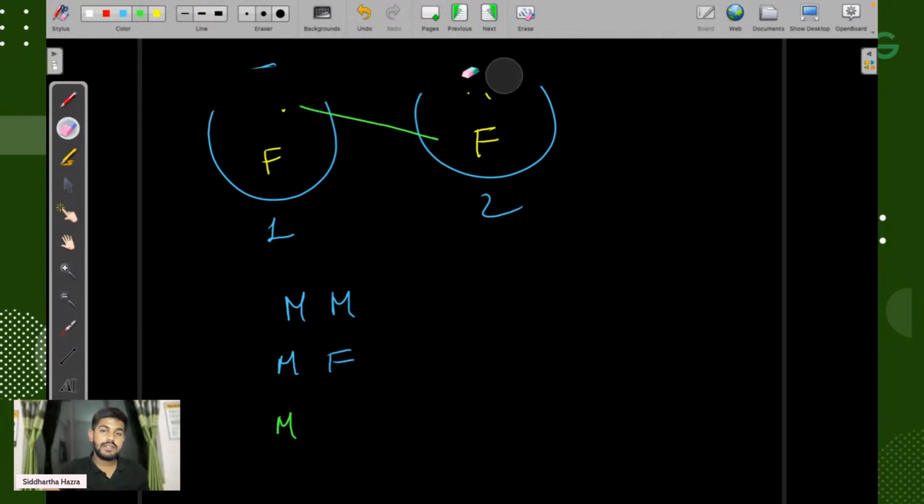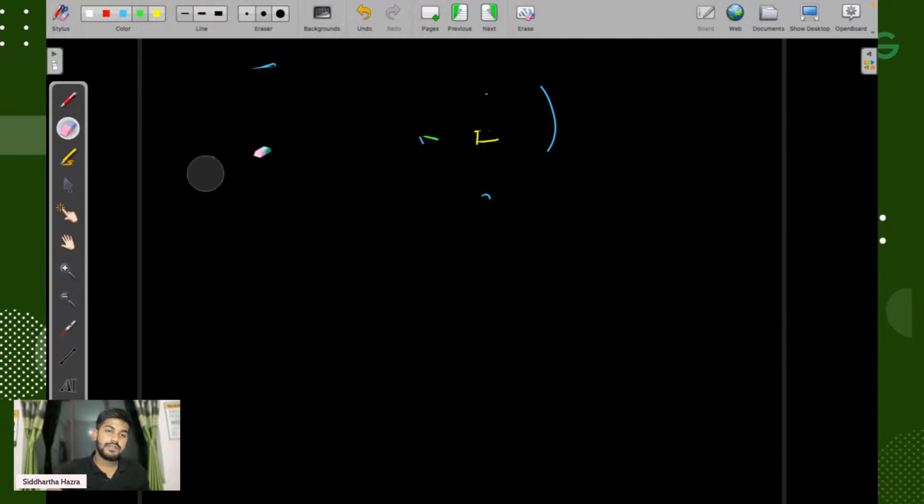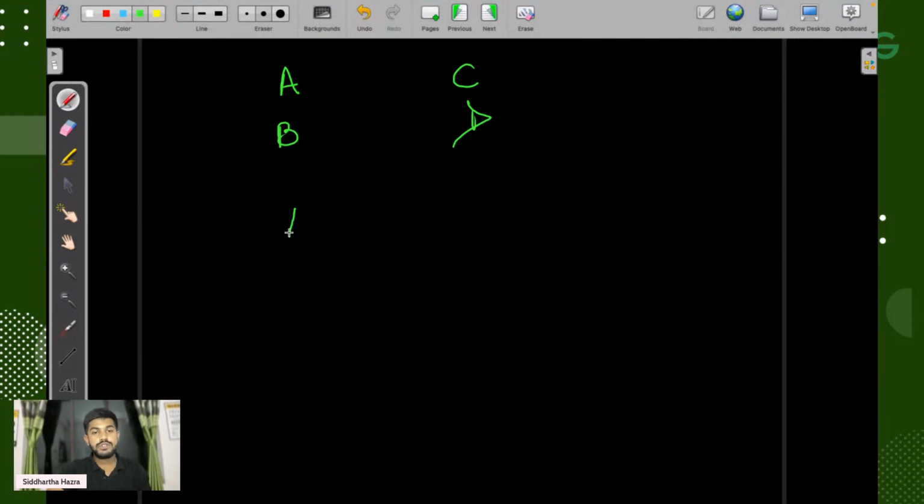Okay, this is very similar. Just wait a sec, let me just show you. Suppose this is A, B, C, D. So A can make pair with D, A can make pair with C. In the same manner, B can make pair with C and B can make pair with D.